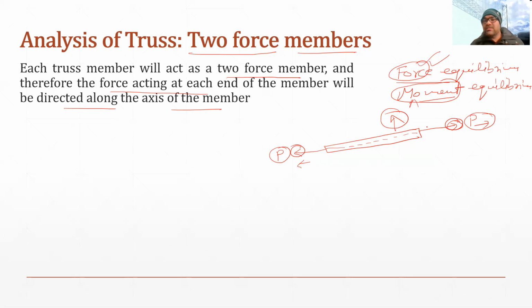So technically we can say that we are applying two forces on two points, but if we apply the forces there, force equilibrium and moment equilibrium are not set up. So we have to apply two forces such that force equilibrium and moment equilibrium can be set up. Those members are known as two force members.